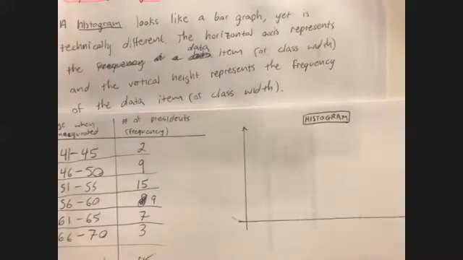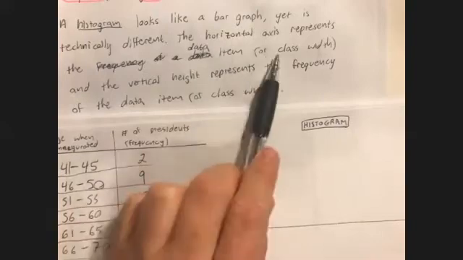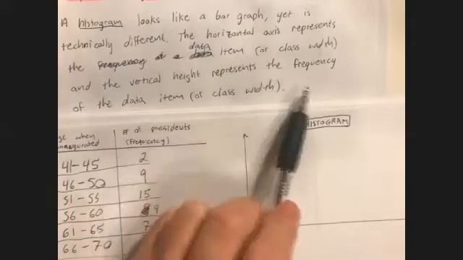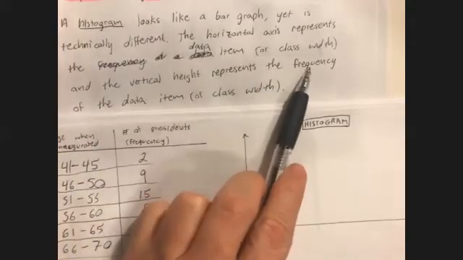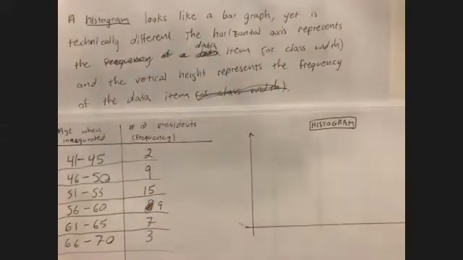Oh, I have something double, that's wrong. Oh, this is correct. This is the class width, that's the horizontal axis. The vertical height represents the frequency. So just scratch that out. Okay. Now, I don't have anything labeled on my graph. So I'm going to show you the way that we should do this.